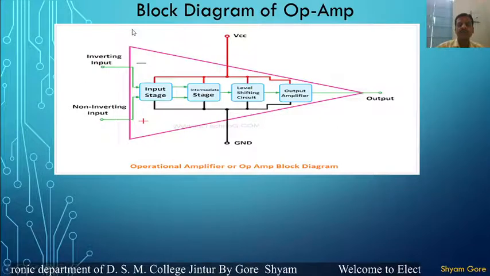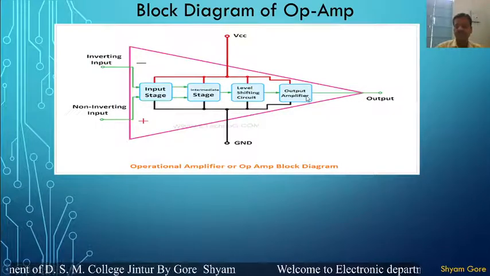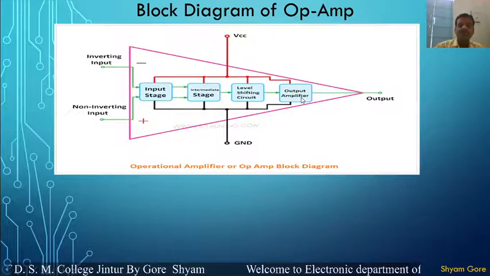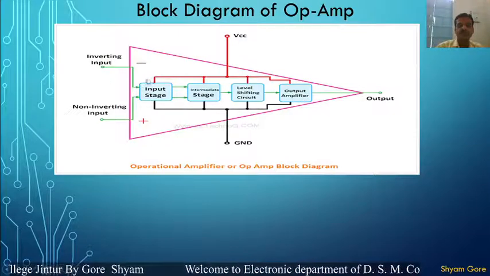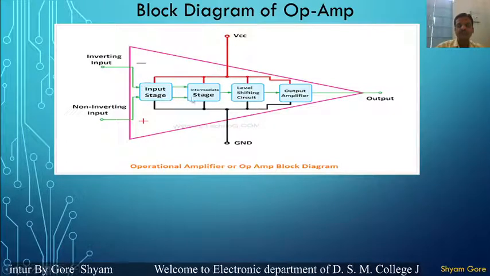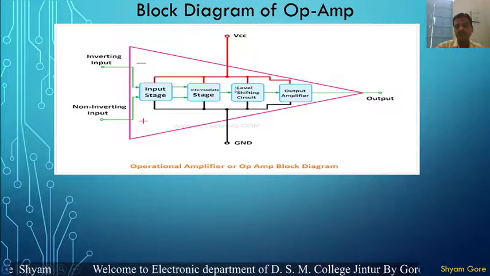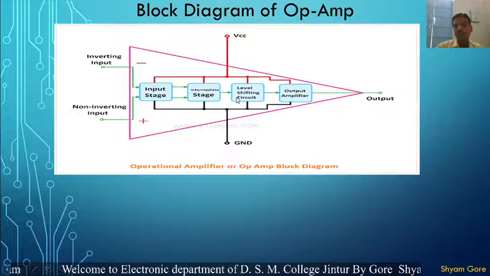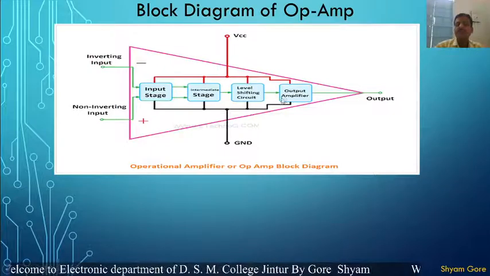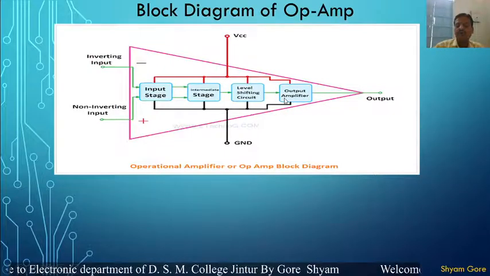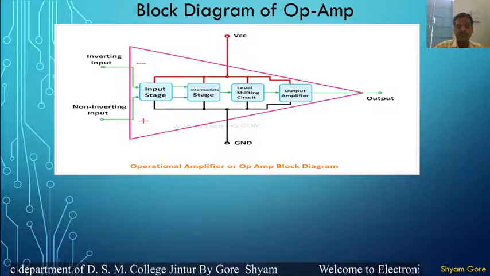And in the operational amplifier there are a number of stages. Basically the operational amplifier has four stages. This is the first stage, that is known as the input stage. This is the second stage, which is the intermediate stage. The third stage is the level shifting circuit, and the fourth is the output amplifier. So this is the block diagram of the operational amplifier.